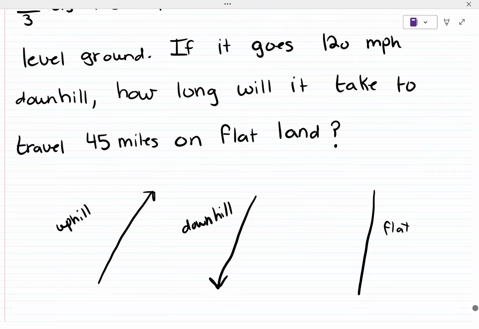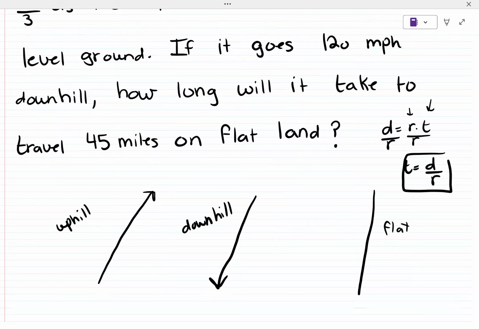Okay. So the question says how long will it take to travel 45 miles on flat land? So they're asking you for how long. So they're asking for time. We said that we always use distance equals rate times time when we're dealing with these kinds of problems. And if we're trying to solve for time, we gotta get rid of this R. So you're gonna divide both sides by R. You get time equals distance over rate.